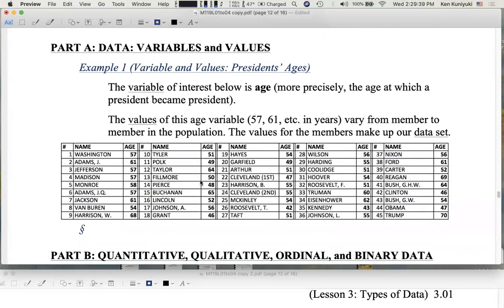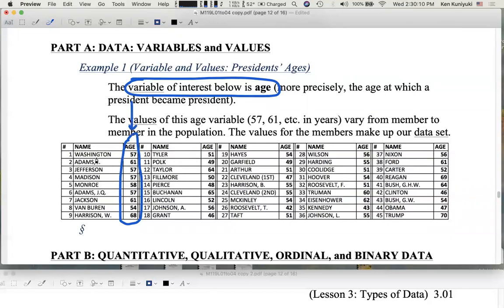Literally old example. It's about ages. Let's go back to the example with the presidents' ages on becoming president. So the key variable of interest is going to be the ages of these presidents. For each member of the population, the key observation we care about, the key data value, is the age. So the key variable of interest here is going to be the age.